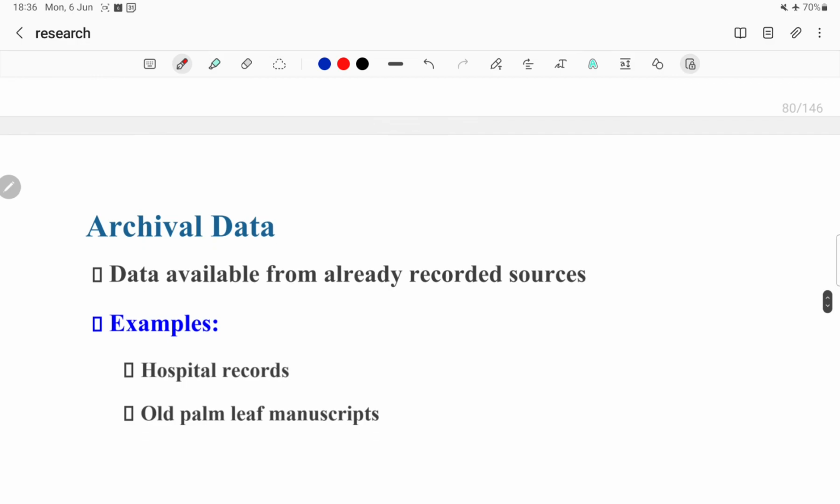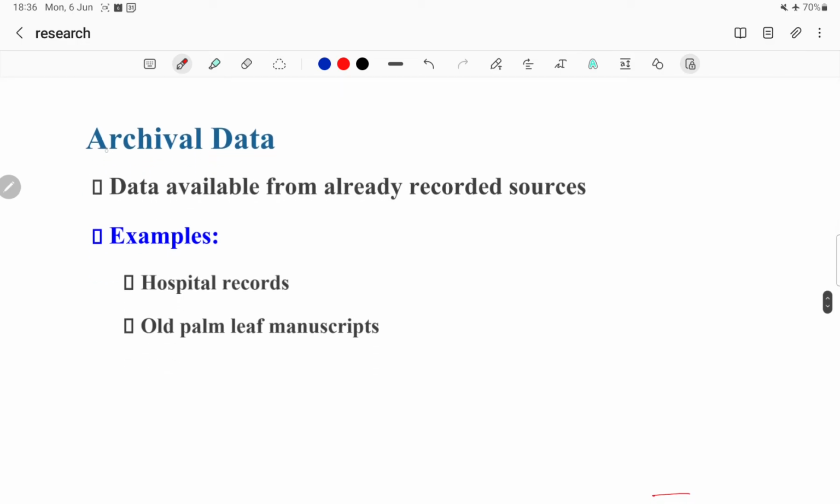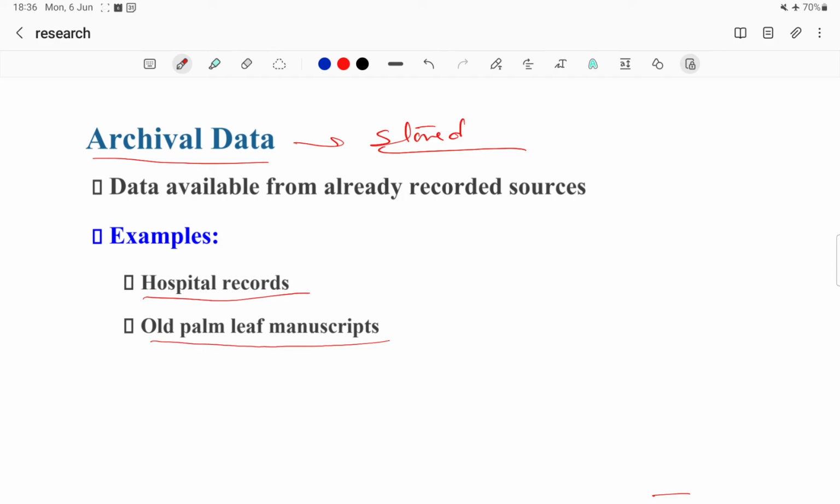Last one is archive data. It's simply data which is stored already, which was collected already in previous records. It can be found in hospital records or old palm leaf manuscripts, or we can get data from a library. There are different places where the data is stored. So these are the simple data collection methods.